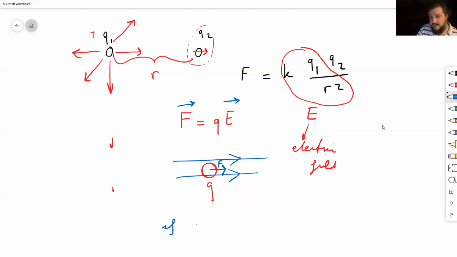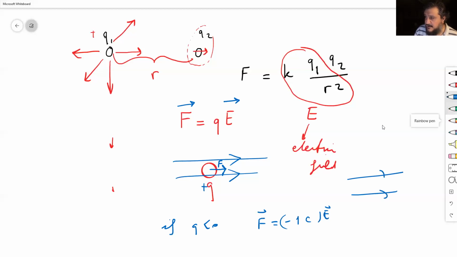But if Q is negative, let's say negative 1 Coulomb, what do you have then? F is equal to negative 1 Coulomb times the electric field, whatever it is. But now the electric field points this way, and the force points in the opposite direction. So for a negative charge, the force will be pointing in the opposite direction of the electric field. All right? So this is the electric field.